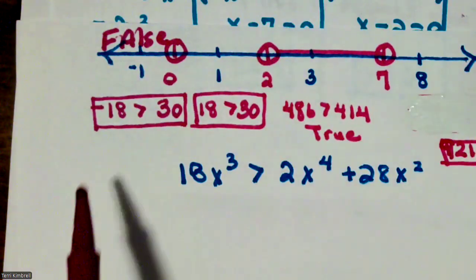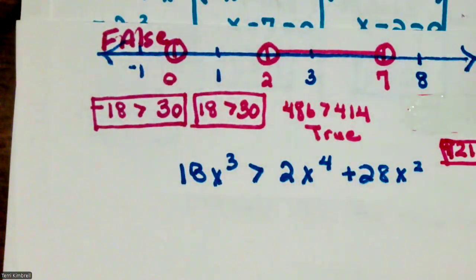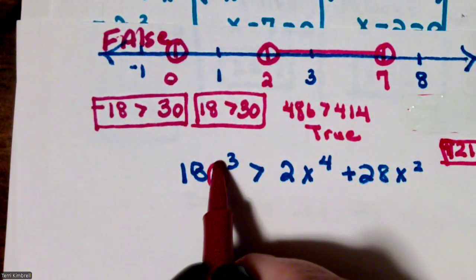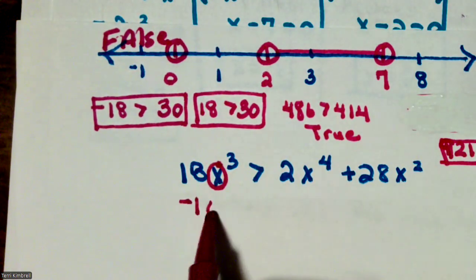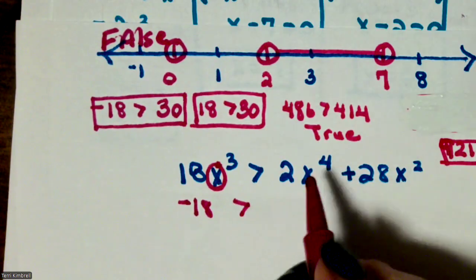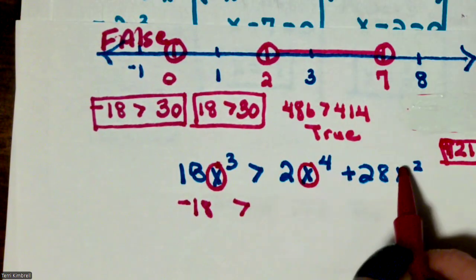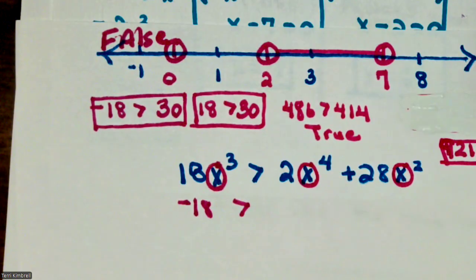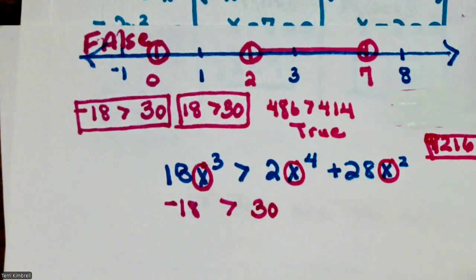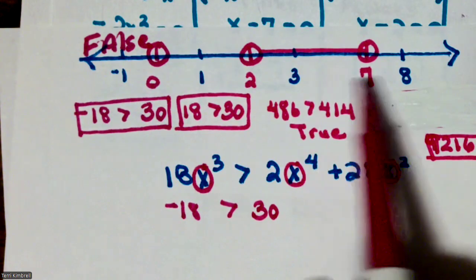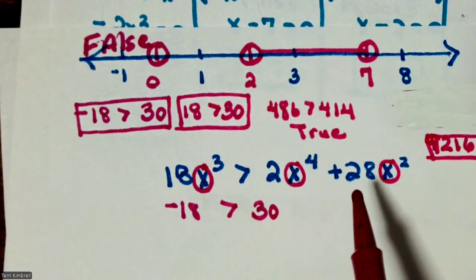So when you're checking these, you want to put this number in for this x, and that would be -1 times 18. So that's where I got -18. And then you want to put the -1 in on the other side. And that's where I got 30. So that would not be true. The only one that came up to be true in this one is the 2 to 7.